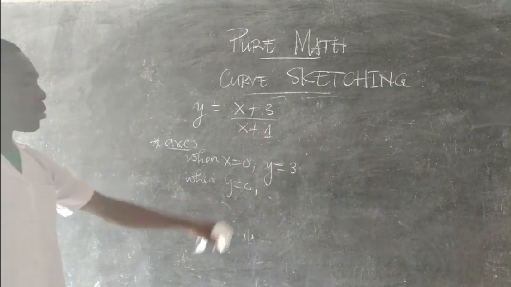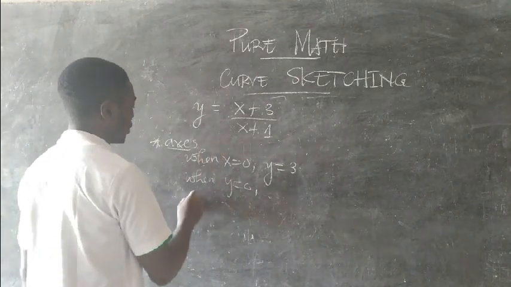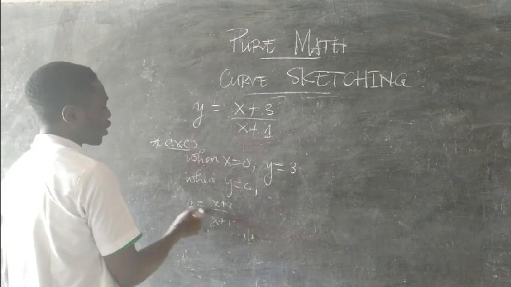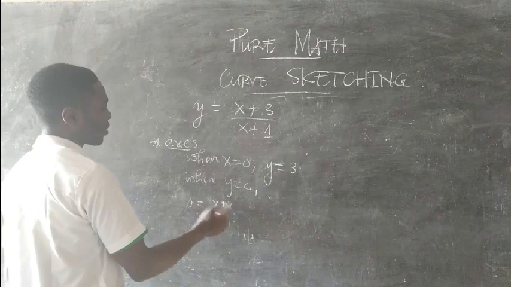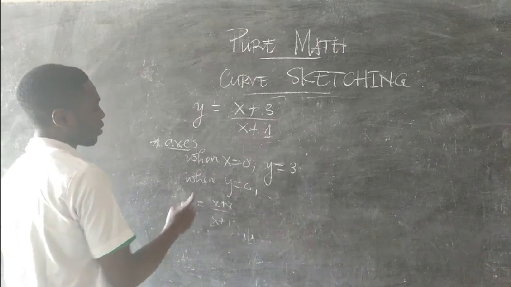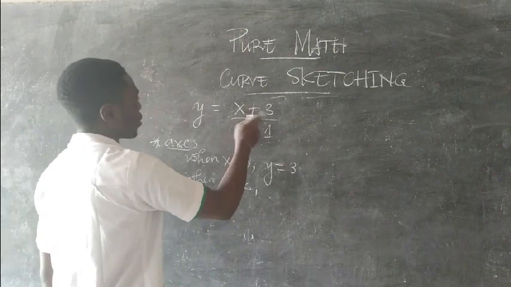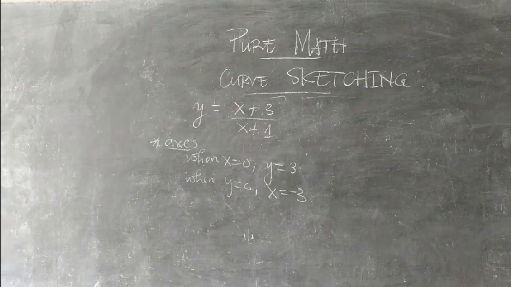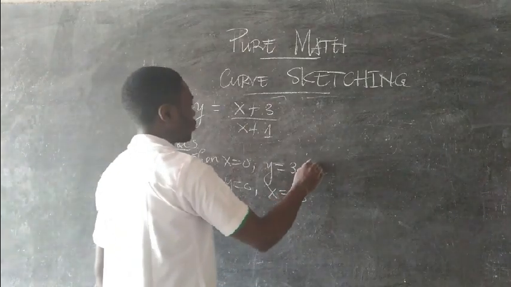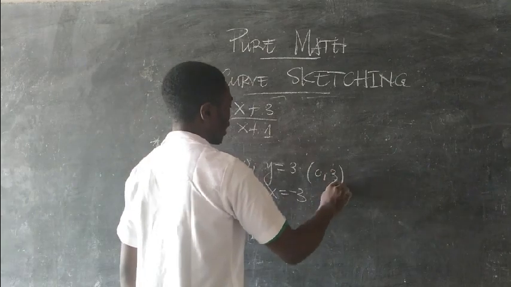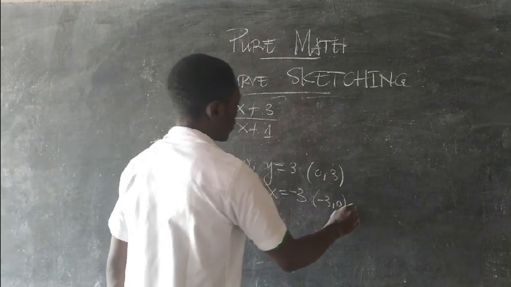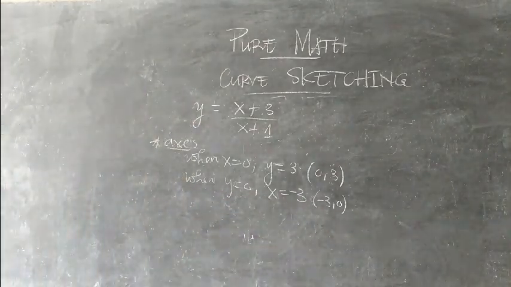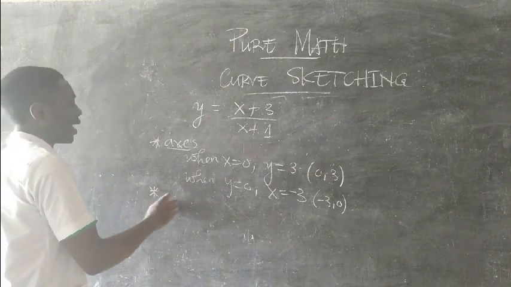Now y equal to 0 will imply that 0 is equal to x plus 3 over x plus 1. So when you cross multiply, you see that x plus 3 will be equal to 0, because x plus 1 multiplies 0 to give us 0. So x plus 3 will be equal to 0, implying that x will be equal to negative 3. That is going to be our axis. So we have 2 points on the curve which we are going to be plotting: the point 0, 3 and the point negative 3, 0. So x here is negative 3 and y is 0. Then the next thing we're going to be looking at are the asymptotes.